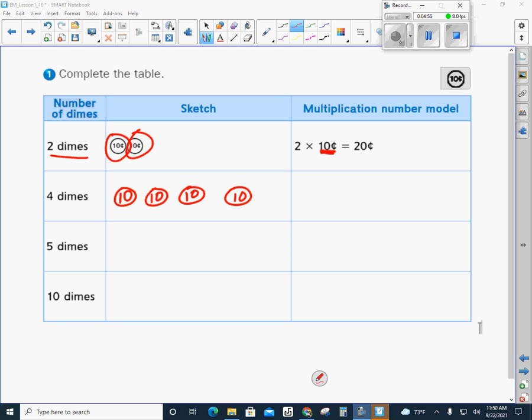Now let's write the multiplication number model that goes with that. What do you see? I see 4 groups of 10. Now what would that equal if you had 4 dimes? I'll bet many of you just went 10, 20, 30, 40, right? We can count by tens and get 40. All right, go ahead, pause the video and do the other 2 and then start the video back.